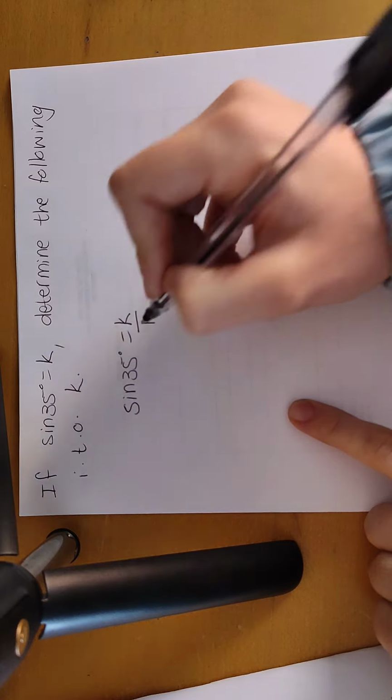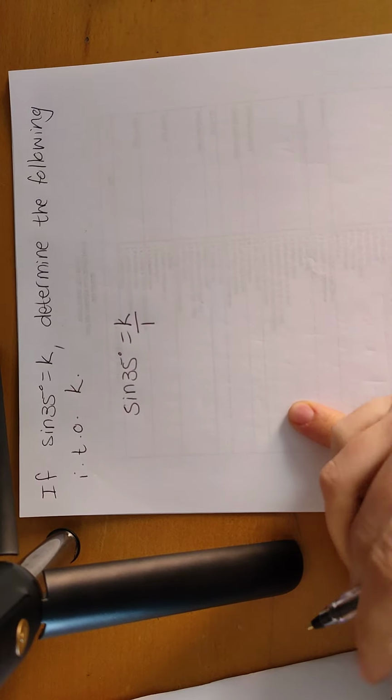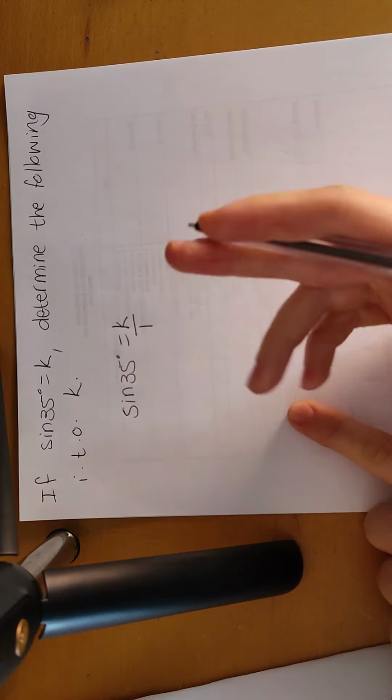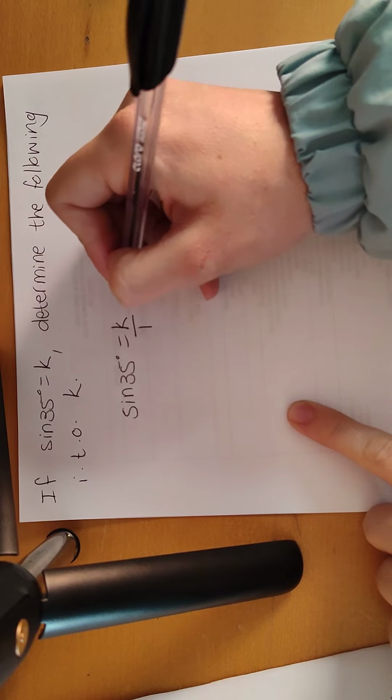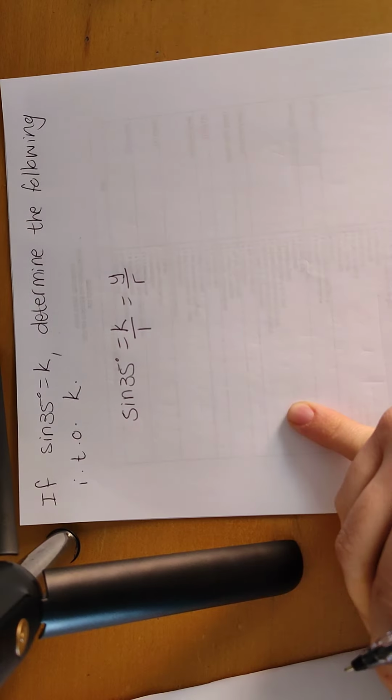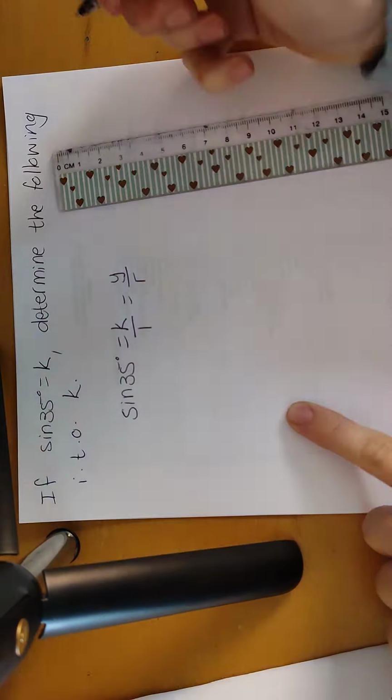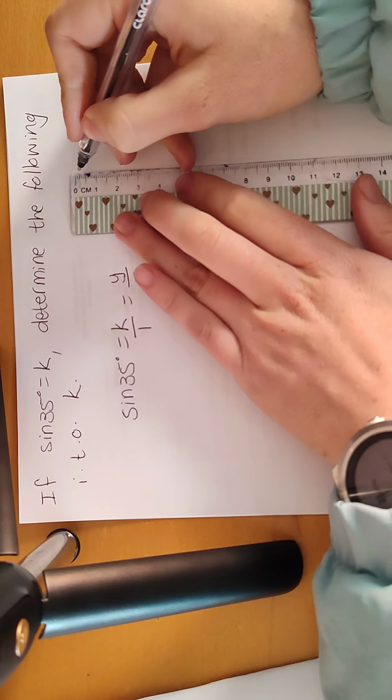But we want a ratio when we work with trig. So this is k over 1. What is the ratio of sine? Sine is y over r. So this is so important. Now you can draw your Cartesian plane.